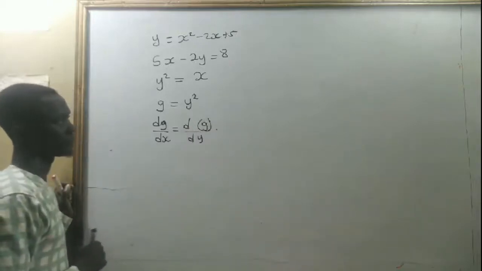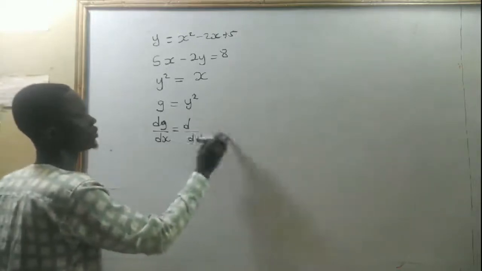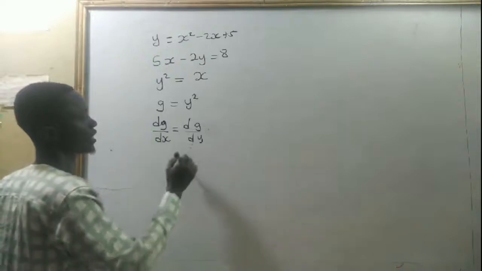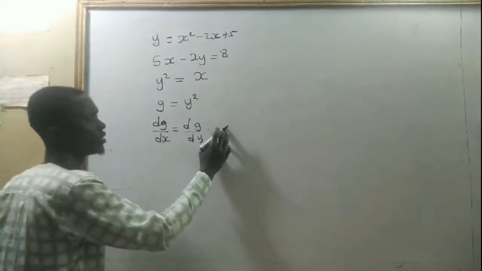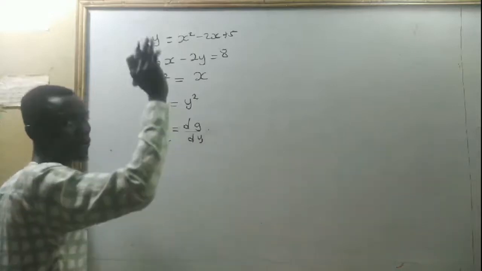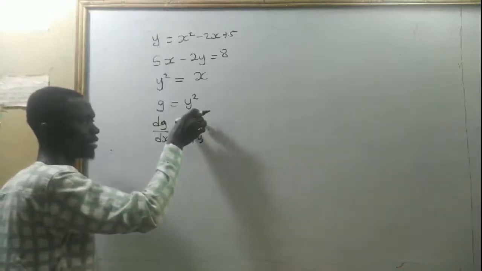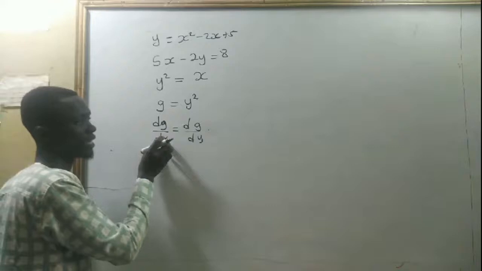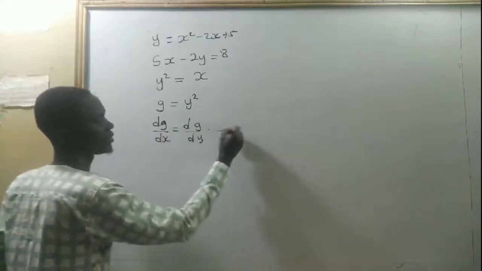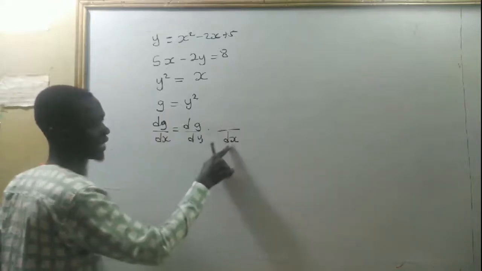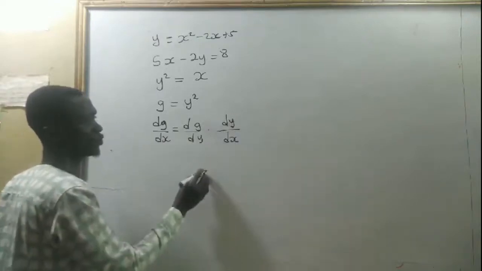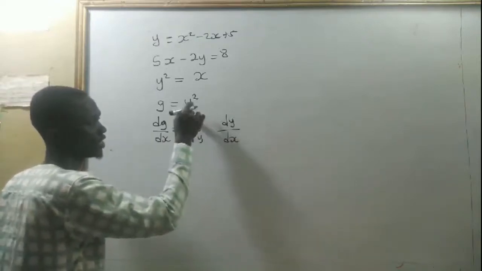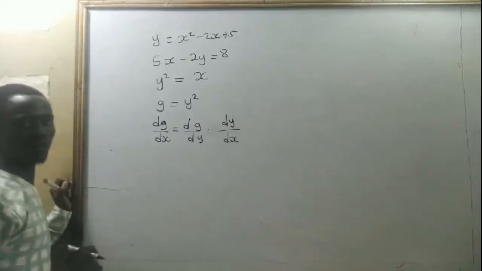Times, now we are using the chain rule, so there should be a chain, so that this y squared will go away for us to get the derivative of g with respect to x. So here it means that I need dx at the denominator and dy at the top, so that dy will cancel dy and we have dg on dx. Very simple as that.